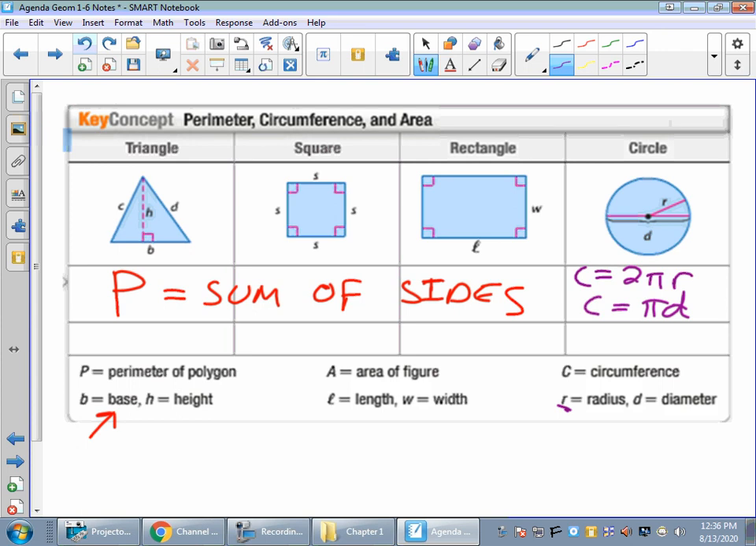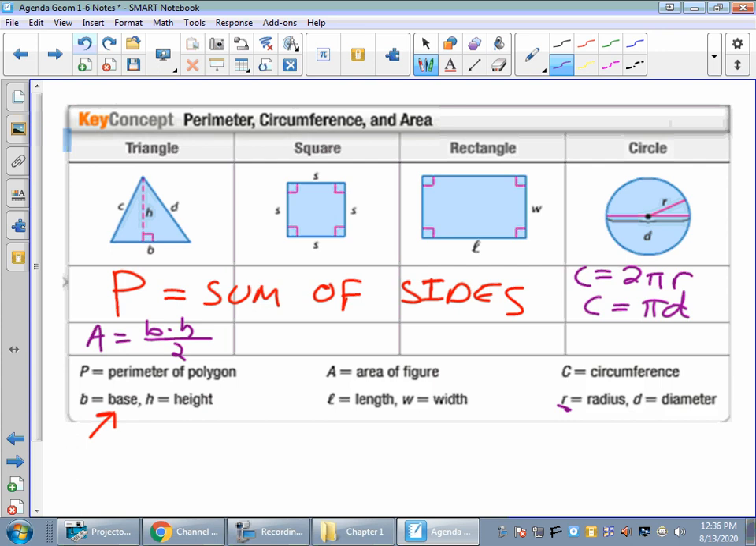Area. For the triangle, you're going to have a base times a height, and then we're going to divide that by 2. That's your formula, and you can talk about how if you could add another triangle next to this one, it would make a rectangle, and that's kind of how the formula got derived. You don't have to know that, just know that it's base times height divided by 2.